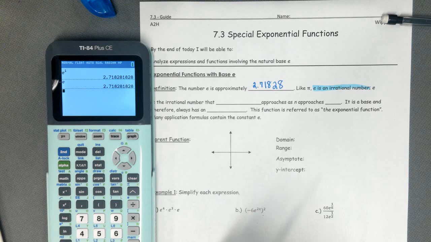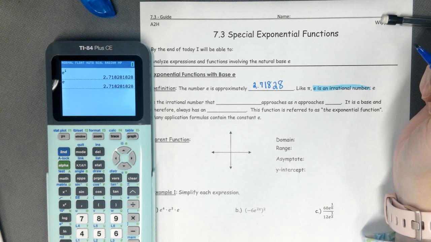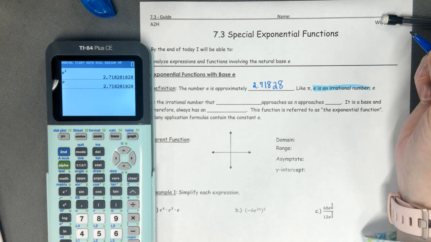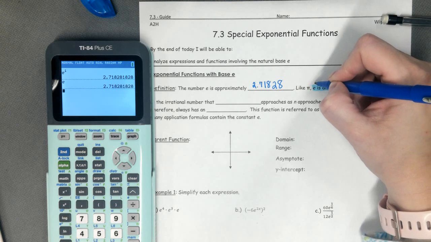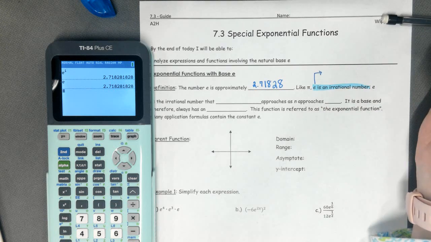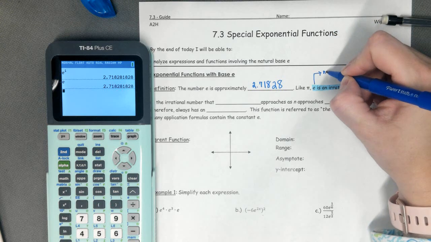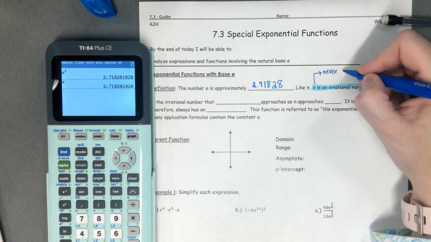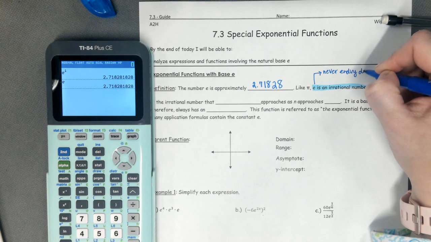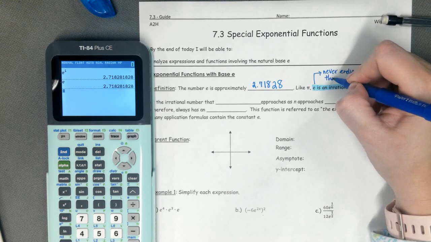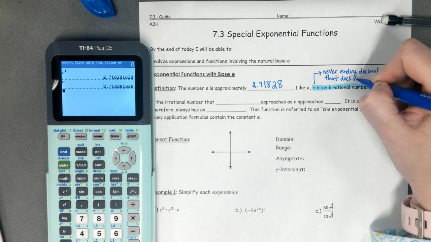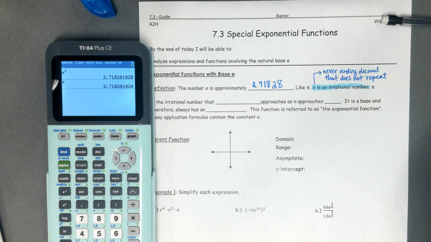It never repeats. So like 0.3 repeating, how can you write 0.3 repeating as a fraction? No, as a fraction though. 1/3, okay? So if you can write it as a fraction, it is not an irrational number. So it's an irrational number, which means it's a never-ending decimal that does not repeat. Okay, so that is how e is similar to pi. They're both never-ending decimals that don't repeat, and they have a symbol that represents that number. Okay?